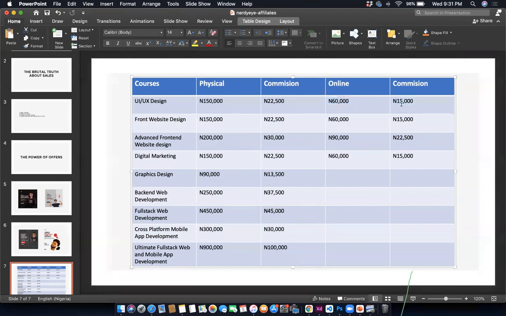And if you sell that, you get 15,000 naira. And if you can sell 10 monthly, you'll be making 150,000 naira selling this particular stuff. And if you can do more, the more. This is performance-based marketing, affiliate marketing. So the more you sell, the more money that you make, right?